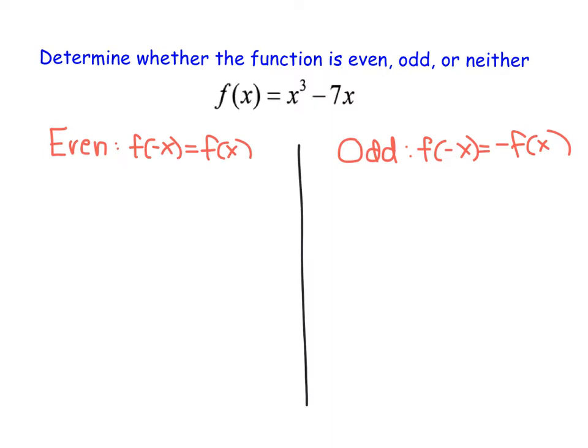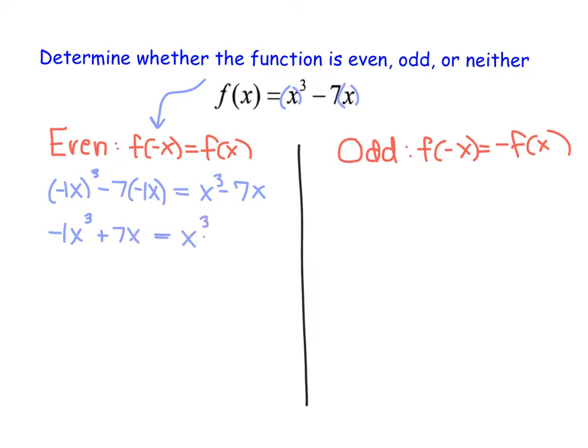For this first example with the even function, we're going to apply a horizontal reflection to this function because we're multiplying by -1 on the inside. I have a -1 inside of the parentheses with each of these x's. So I have -1x cubed, and then -7 times -1x. I'm checking to see if that's equal to the original function, x cubed minus 7x. I take -1 to the power of 3, which is -1, then x cubed. And then I take -7 times -1x, which is a positive 7x. I'm checking to see if that's equal to x cubed minus 7x.